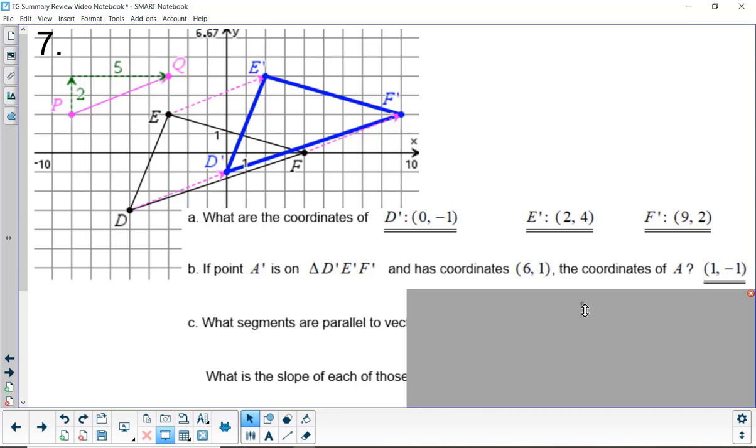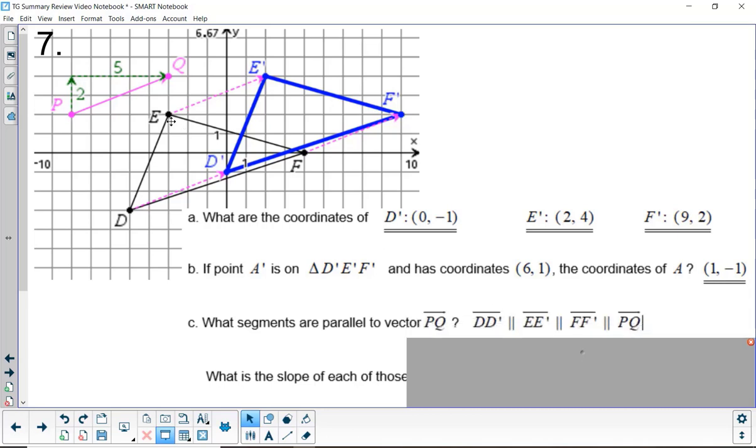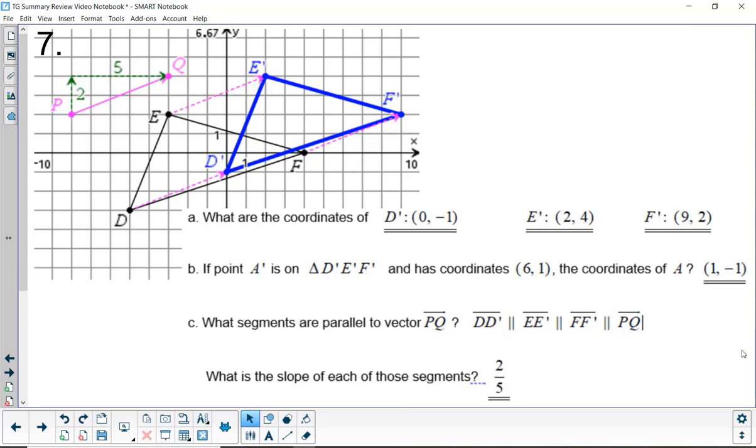Which segments are parallel to the vector? Well, you can see that EE prime, DD prime, and FF prime are all parallel because we kind of made clones of them to get the translation. And what is the slope of each one of those? +2/5, up 2 over 5. Press pause as needed.